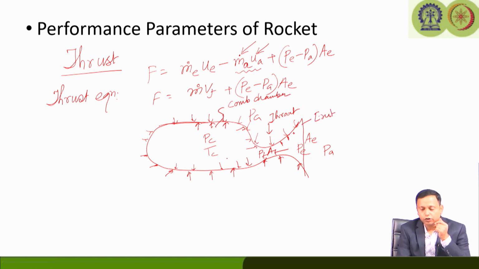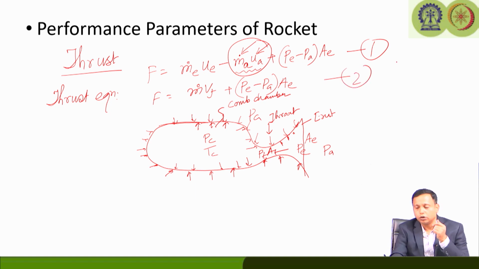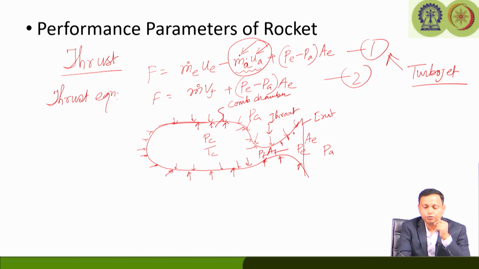From here we can try to figure out how we get this equation. Since there is no flow going into the rocket, this part is missing. If you look at equation number 1 and equation number 2, this is from your turbojet, or in general the air breathing engine. This part is missing because we do not have any external mass stream going into the rocket, nor the velocity. So, we have this equation straightaway.